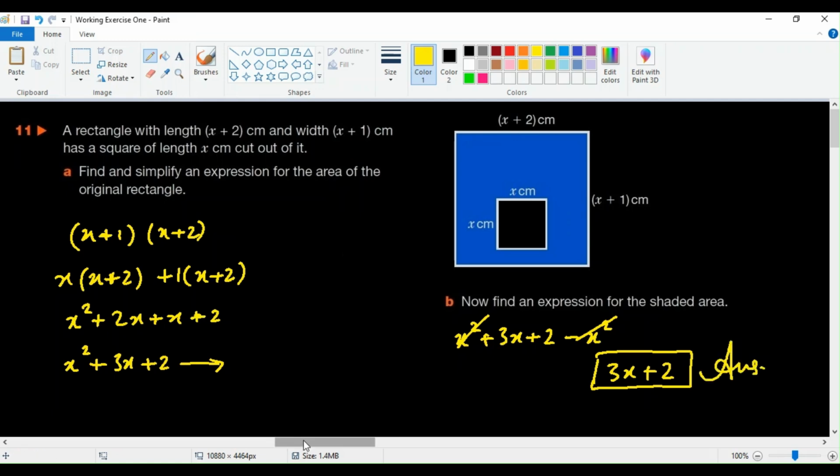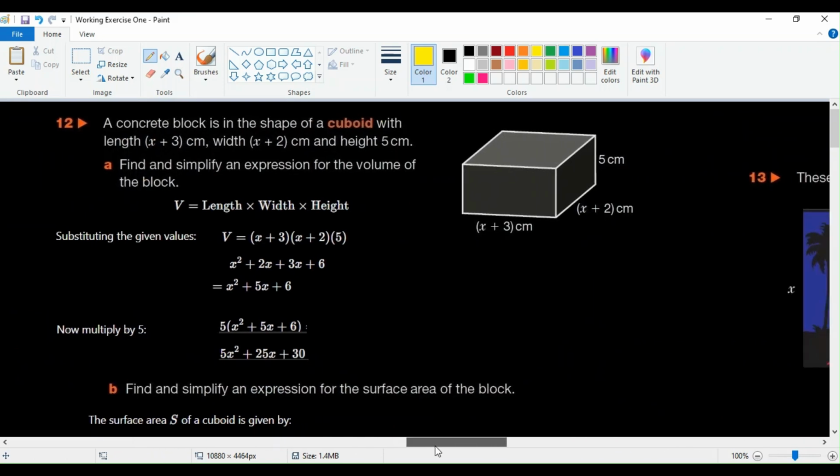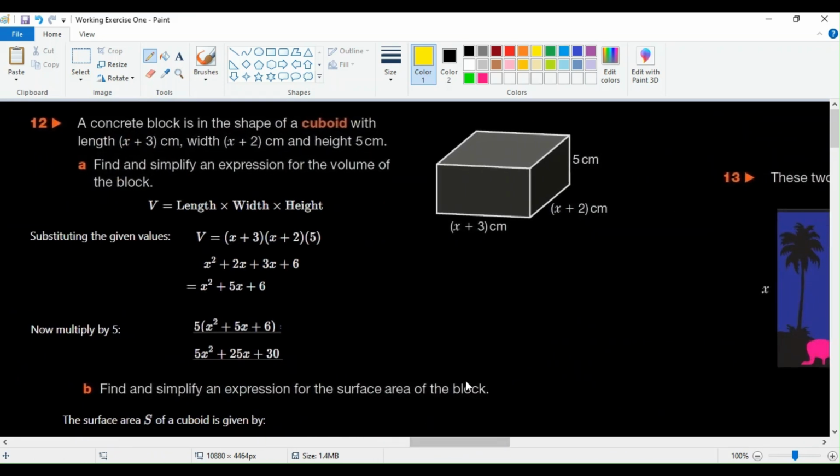Now moving on to the last question of this exercise 1, because after this is going to be 1 star. Okay, I have already formulated everything. It says a concrete block is in the shape of a cuboid with the length x plus 3, x plus 2, and the height is 5 centimeters. Find and simplify an expression for the volume of this block.